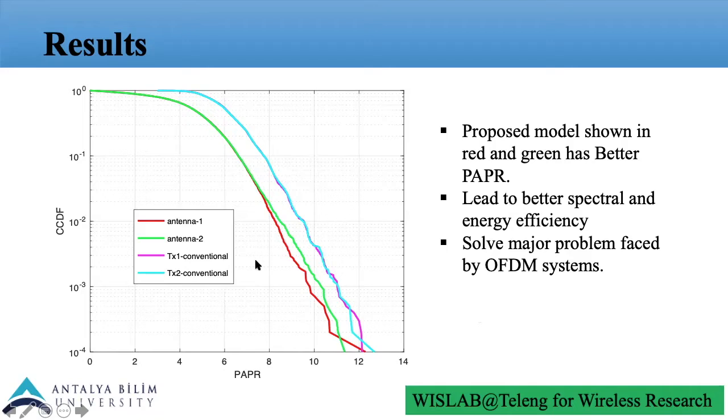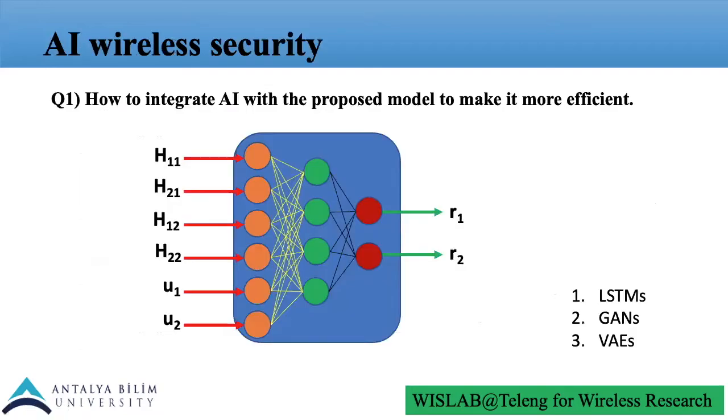This is also a big problem which is faced by OFDM systems. And our system here that we proposed and designed solves this problem by providing a smaller peak to average power ratio.